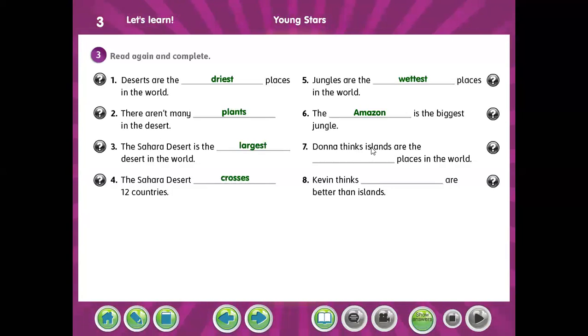Donna thinks... in Donna's opinion... no, let's see. Okay, Genesis, please, can you help us? 7. Yes. Donna thinks islands are the best place in the world. The best place, the most beautiful place, okay?